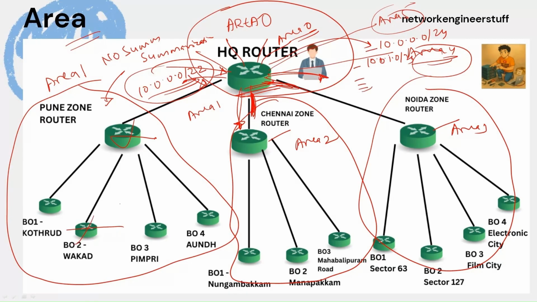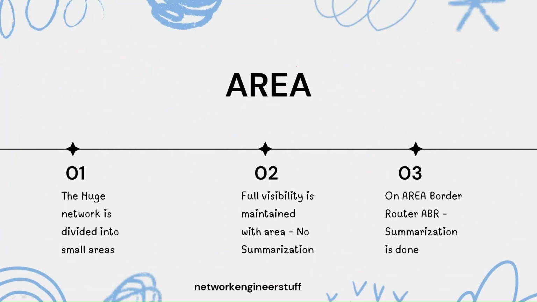So even if this Walker branch goes down, this network admin will come to know that Walker branch has gone down. So the problem of lack of visibility will be solved in this manner. And of course, there will not be frequent SPF updates, so there will be fewer SPF updates. So these are the two issues which can be solved by this area.